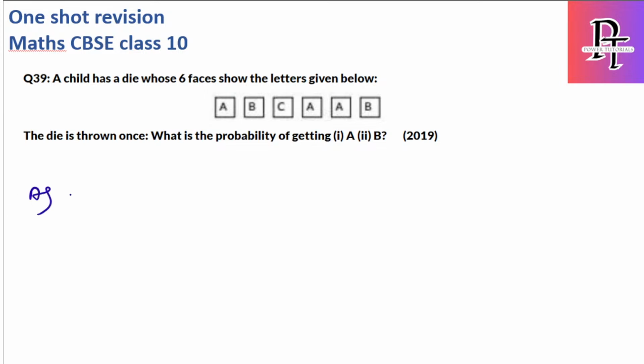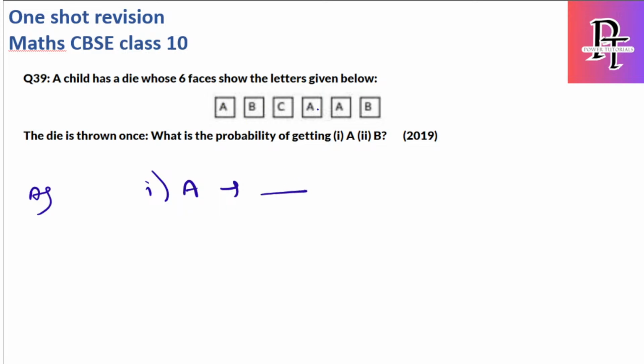Okay. So again a non-cards question, but still it is also related to the probability chapter. Let's solve it. A child has a die which has 6 faces as shown in the figure. A dice is thrown only once. Find the probability of getting A and the probability of getting B. First one, probability of getting an A. See how many A's are mentioned.